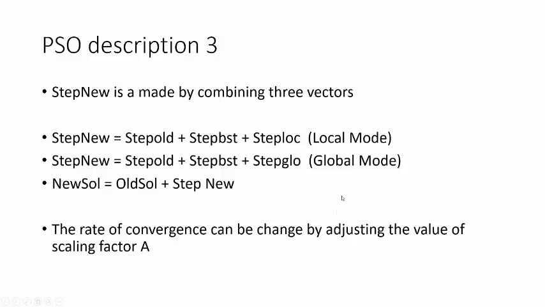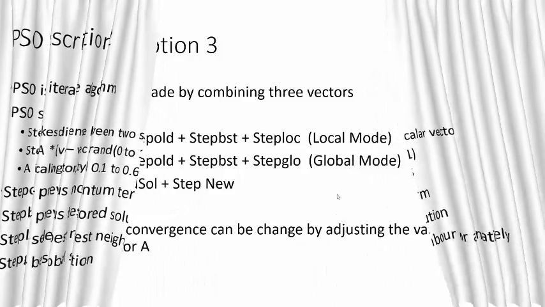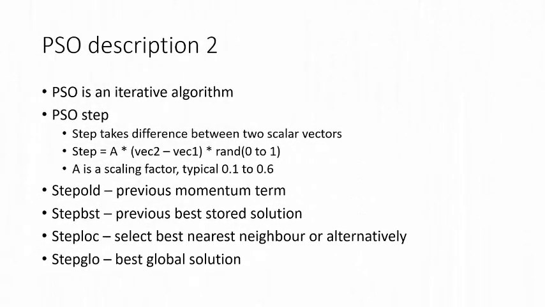Let's just go back one step. And A is this value here, down here on the step vector.